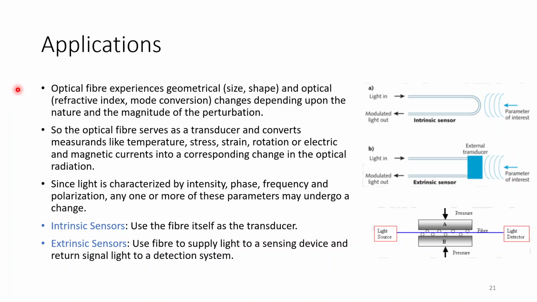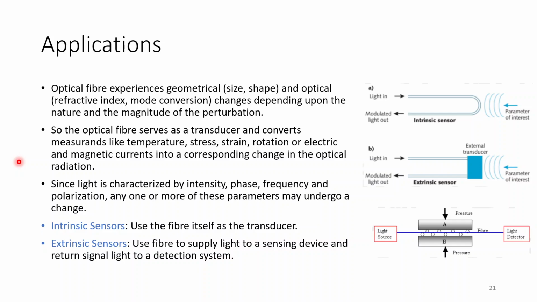Now, applications of these optical fibers. These experience changes in geometrical size and shape and optical changes such as refractive index and mode conversion, depending upon the nature and the magnitude of the perturbation. So the optical fiber serves as a transducer and converts measurements like temperature, stress, strain, rotation, and electric and magnetic currents into a corresponding change in the optical radiation.